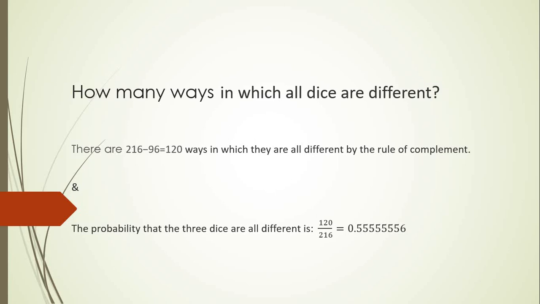Now it's easy to find the probability that all the three dice are different. So it's just 120, that's the number of ways in which they are all different, divided by the total possible outcomes, which is 216, and that's gonna give me 0.55556, and that's the probability that all these three dice are showing different numbers from each other.